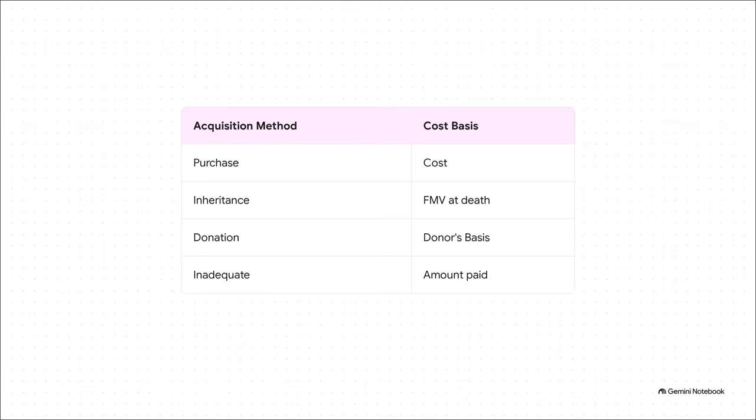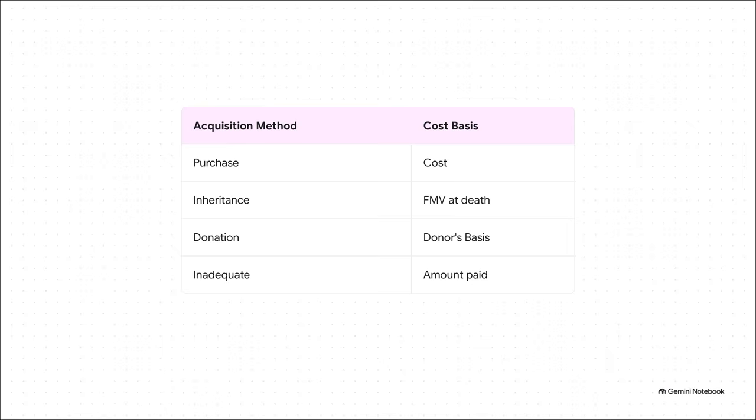So a crucial point here is exactly how this asset was born into your hands, because that dictates its tax basis. Take a mental snapshot of this matrix right here, because spatial mapping is a massive cheat code for your brain on exam day. You buy it, it's your cost. You inherit it, you get a step up to the fair market value at the time of death. If it's a gift, you carry over the donor's exact basis. And if you bought it for less than it's worth, inadequate consideration, your basis is simply the amount you actually paid out of pocket.